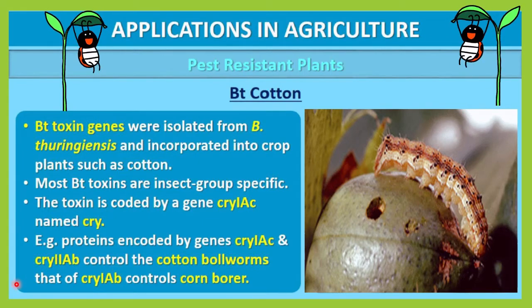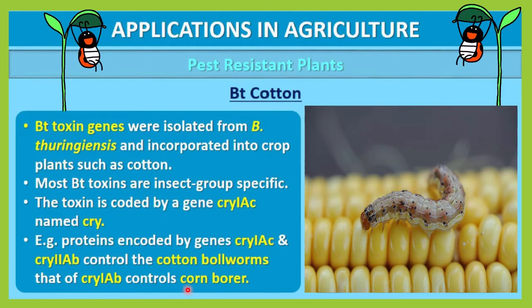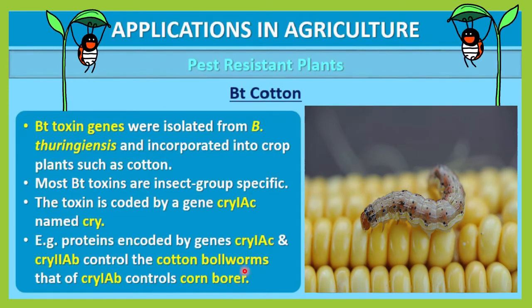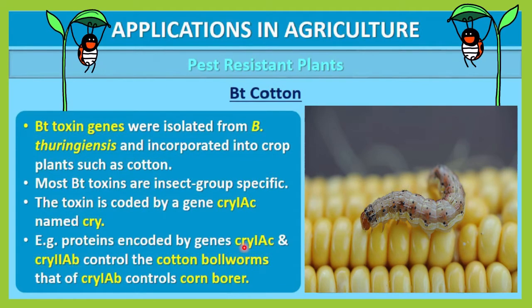And that of Cry1Ab controls corn borer. If you want to control this organism, the corn borer, then it is not advisable to insert Cry1Ac or Cry2Ab, because those are specific to cotton bollworm. So if you want to control corn borer, then you have to insert Cry1Ab. All these kinds of genes you have to select depending on your necessity.